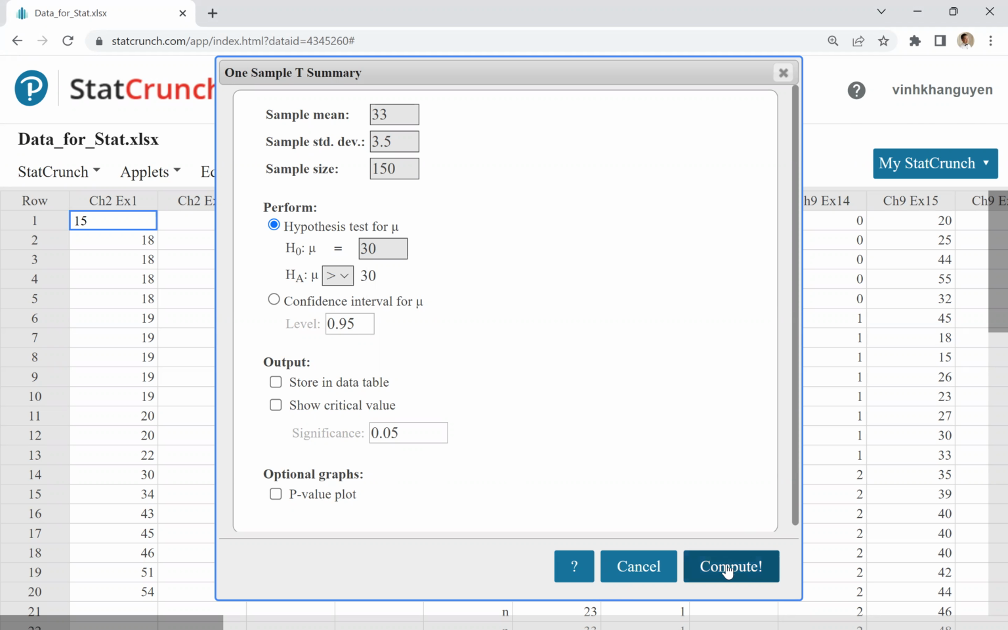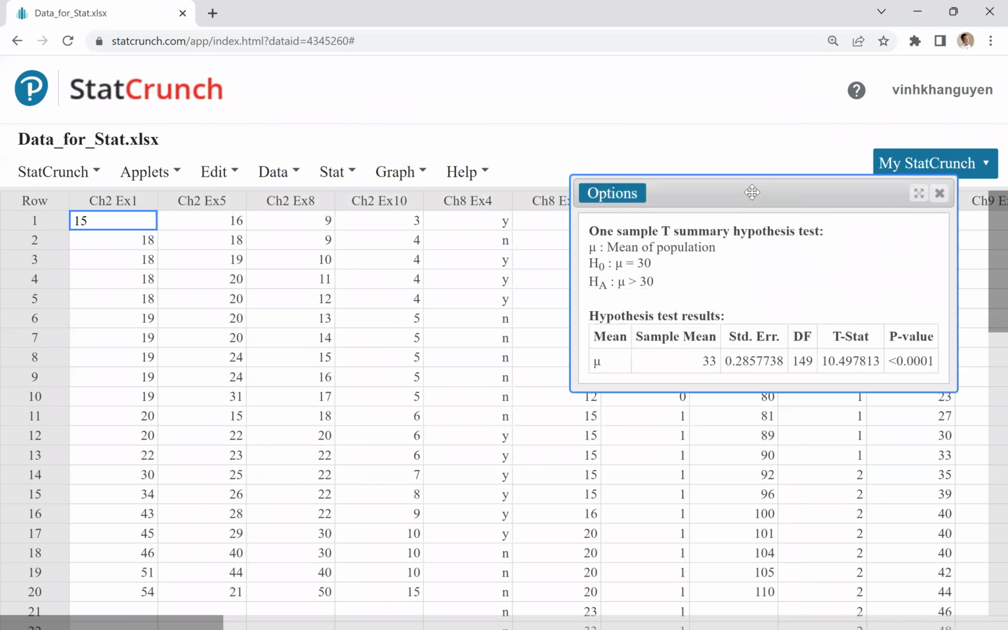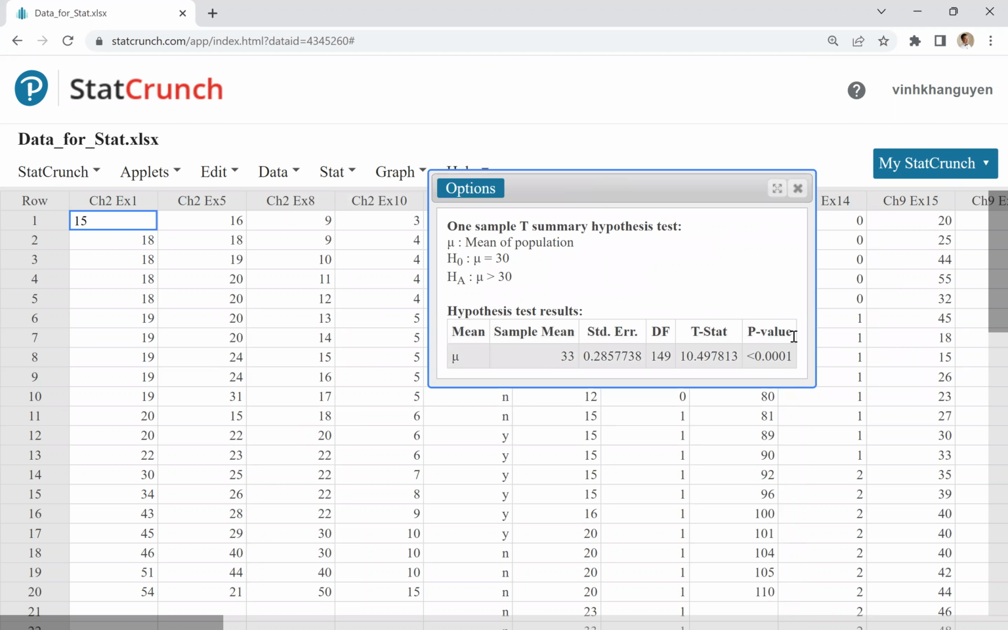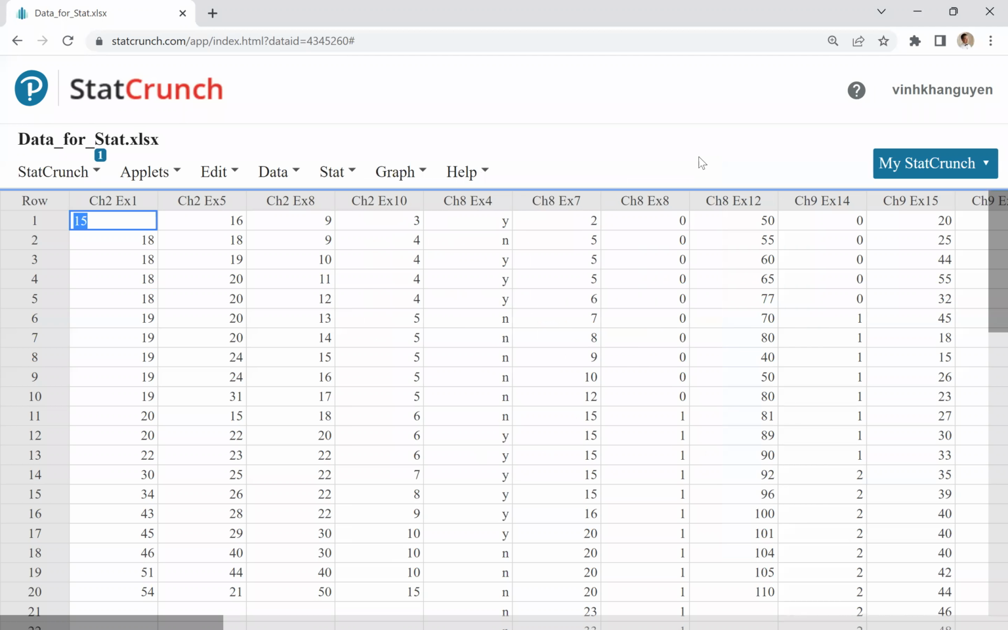Hit compute, and this gives us the p-value and the test statistic. P-value is very small, so we reject the null hypothesis, and we have sufficient evidence to support the alternative hypothesis, which is the claim.